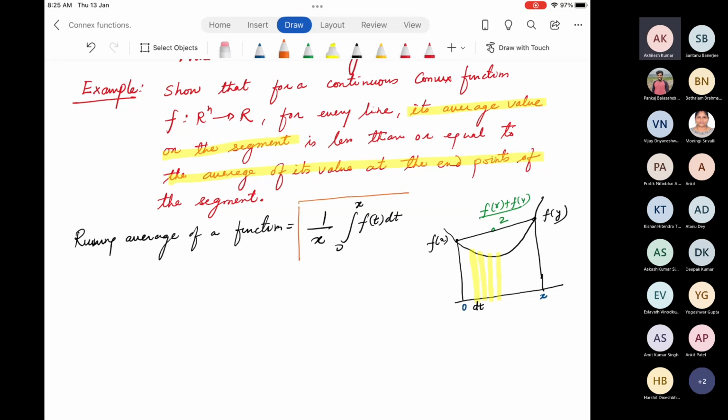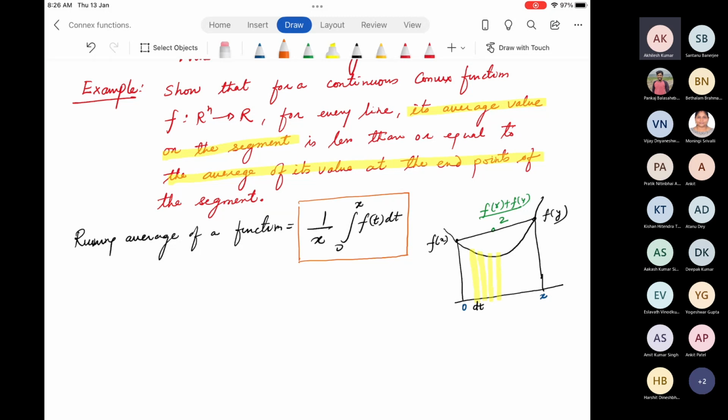So this is a very interesting expression. This can be used in many situations where you can prove things, like in data science also we use it to show the running average of a function. So using this, we'll find the average value of this on this segment, and then we'll try to show that it is less than or equal to the average of its values, which is (f(x) plus f(y)) by 2.